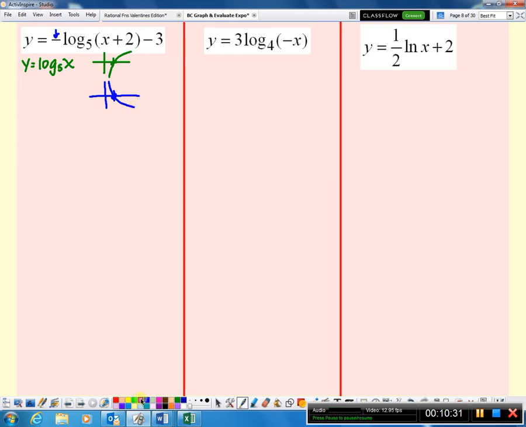The next thing I'm going to do is deal with the x plus 2. That moves the graph left 2. First and foremost, pull the vertical asymptote from the y-axis and back it up 2. When you do that, the intercept backs up 2, and then the whole shape of the graph follows. Last but not least, the subtract 3 part at the end means move it down 3.